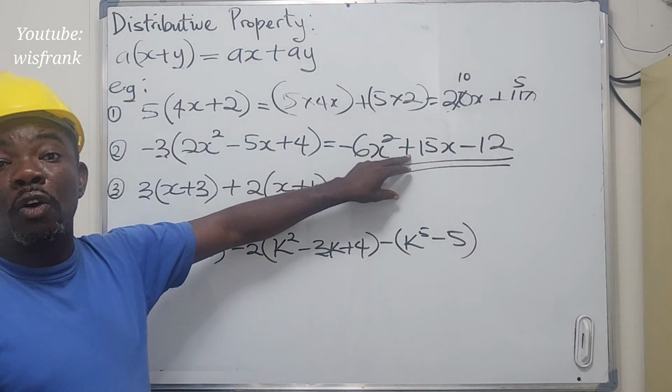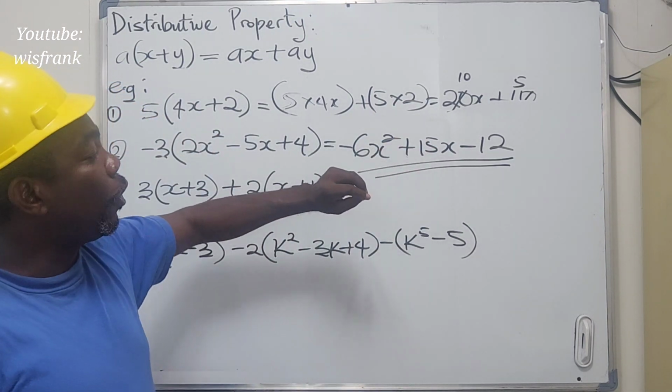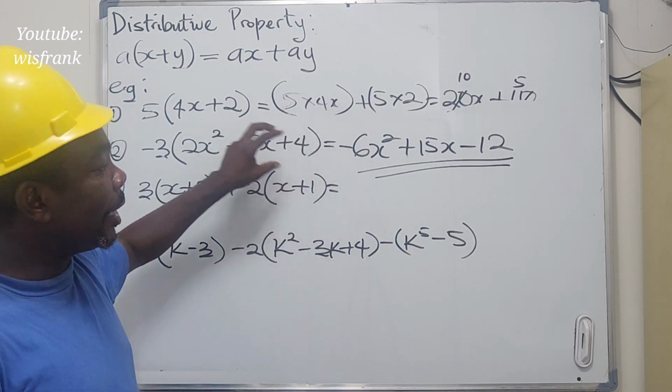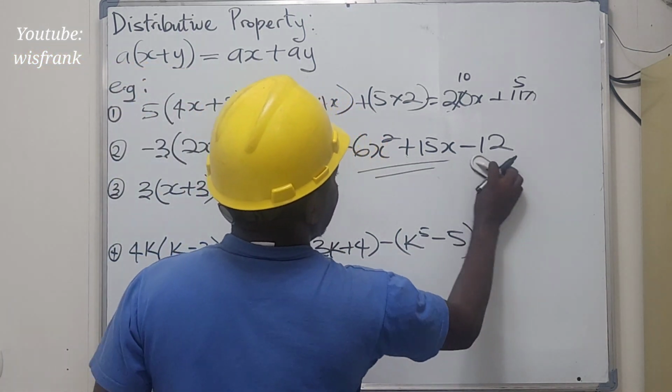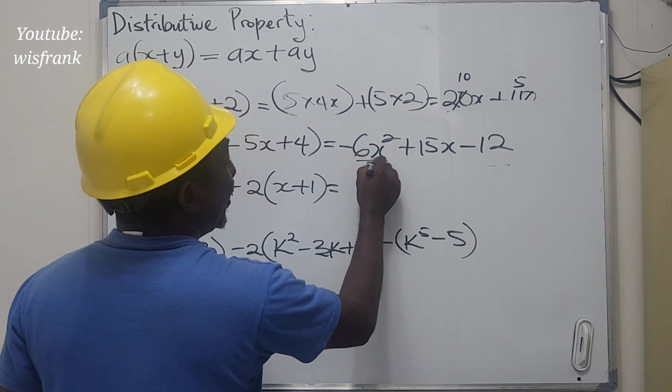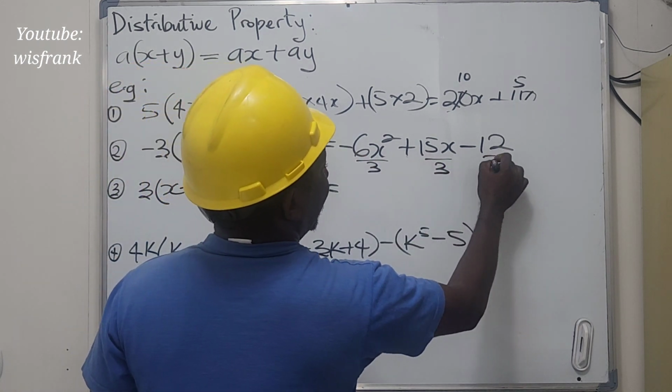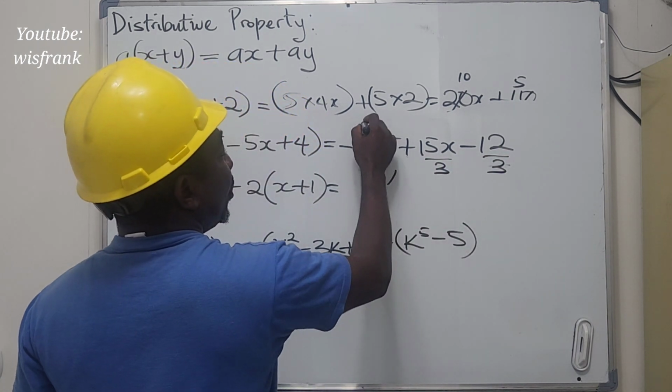But we can also divide all through by 3 to have a simpler answer. We do this, we divide by 3, and divide by 3, and divide by 3. The 3 will go here and the 3 will go here too.